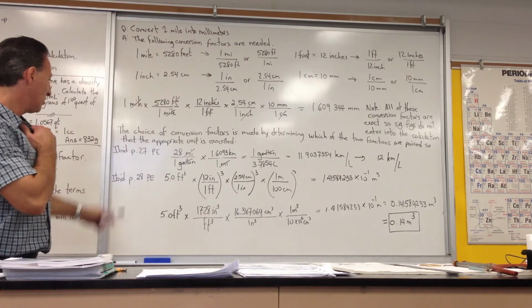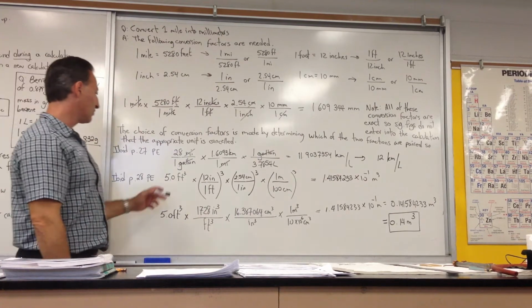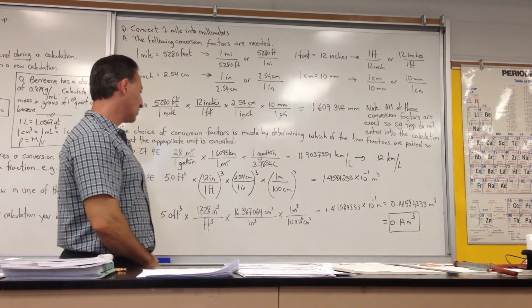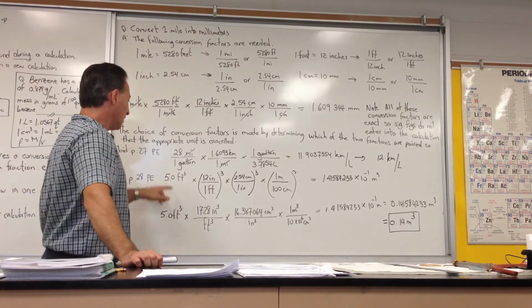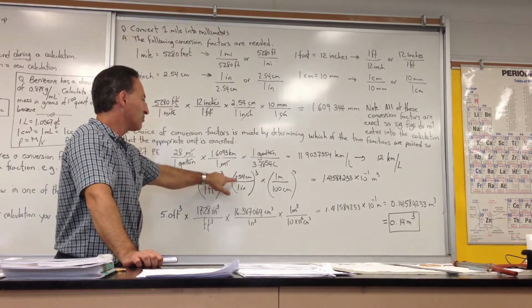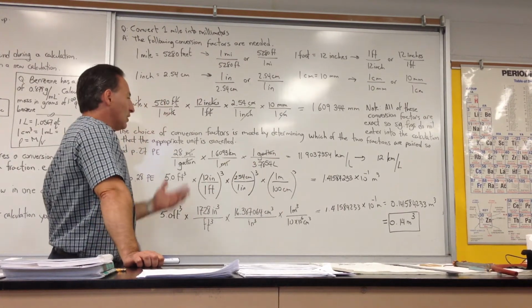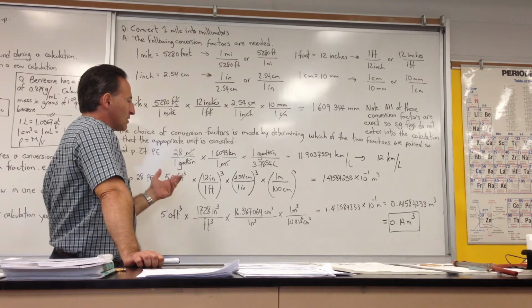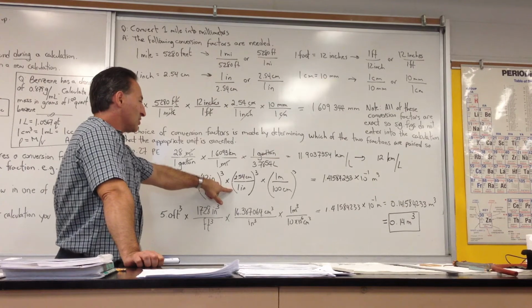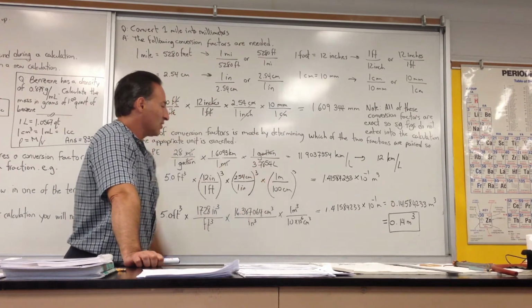The second question on page 28 of your text asks you to convert 5 cubic feet to cubic meters. And we did a little bit of this yesterday, but we're going to go from feet to inches, from inches to centimeters, and from centimeters to meters. And we should, by this point, start recognizing the conversion factors. There's 12 inches to the foot, 2.54 centimeters to the inch, and 1 meter per 100 centimeters.